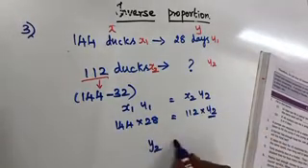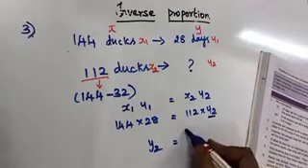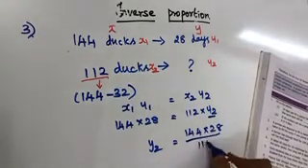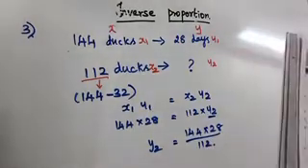So, y2 is equal to... 112, we can bring it to the opposite side. 144 into 28 divided by 112. Shall we simplify now with the two table?